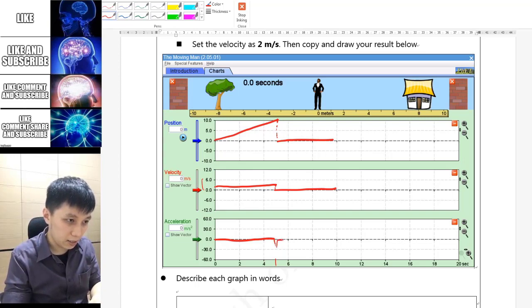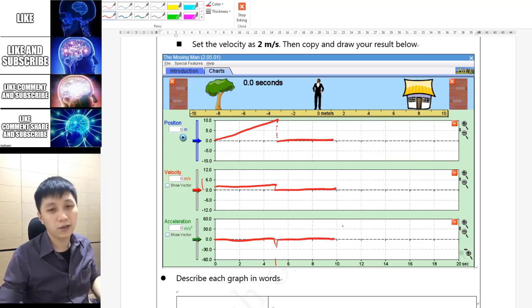So there's a spike here, and then it maintains 0 afterwards. So this is our result for the first experiment.